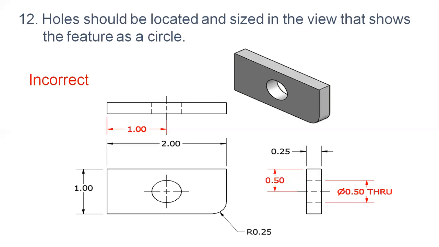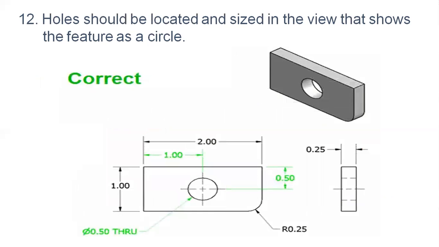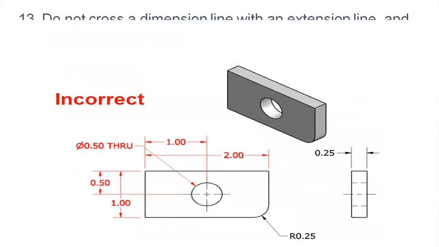So we should show the dimension to the circle or the hole as per the rule, that is the location. We should show the location from the corners, as well as the diameter for that particular hole, not in the adjacent views. So this is the correct way of dimensioning. The location of the circle is shown in green, and the circle diameter is also shown.